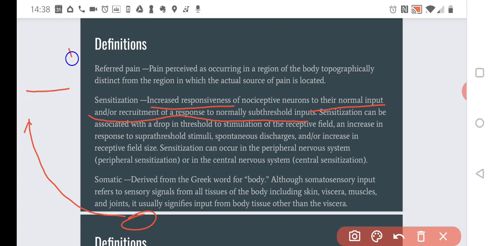Generally, if we imagine such a graph, this is, let's say, some stimuli. The stimuli is rising. So the threshold would be this line, this one. When the stimuli is rising, when it's very small, it would not activate the neuron. It would not activate the receptor. But when it's bigger than some threshold, it would activate.